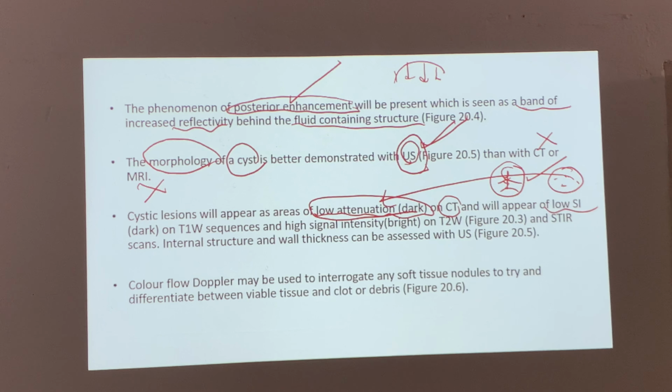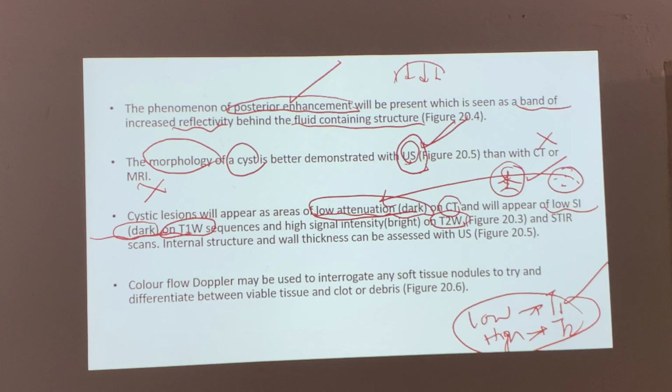It will appear as low signal intensity, dark, on T1 weighted and high signal intensity, bright, on T2 weighted images. So a cyst will appear low on T1 and high on T2 according to this statement, and similarly on STIR scans. The internal structure and wall thickness of the cyst can be assessed with ultrasound. So better go for ultrasound rather than CT scan or MRI as far as a cyst is concerned. This is one carry-home message from this slide. The rest are details of scans which are not important for an ENT surgeon and are to be analyzed by the radiologist. It is their corridor.